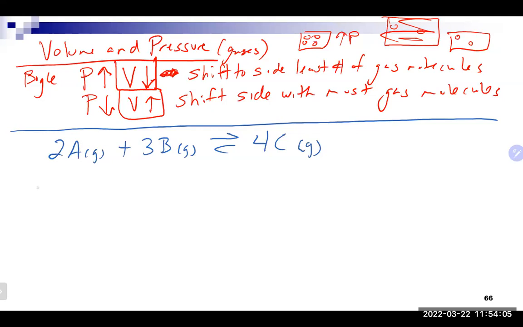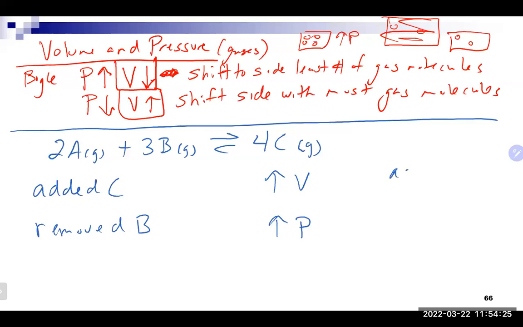Let's say in this case we added some C. Let's say we removed some B. Let's say we increased the volume. Let's say we increase the pressure, and let's say we added some A. All right, so for each of these cases, will it shift to the right? Will it shift to the left? Or will there be no change? Let's take a minute or so and see what you come up with.